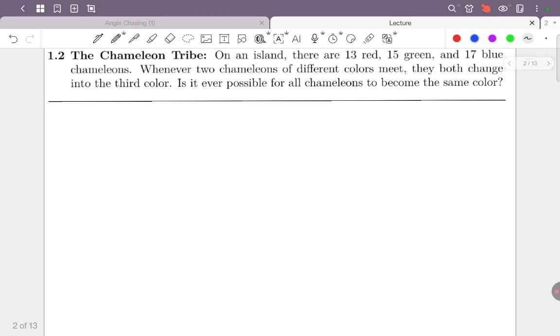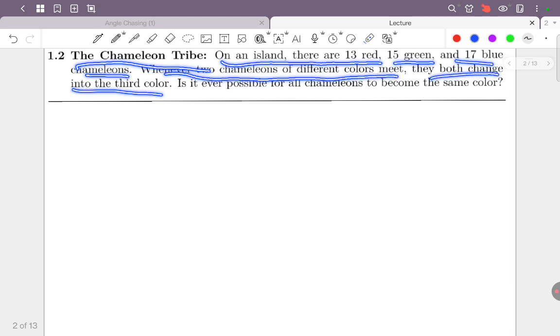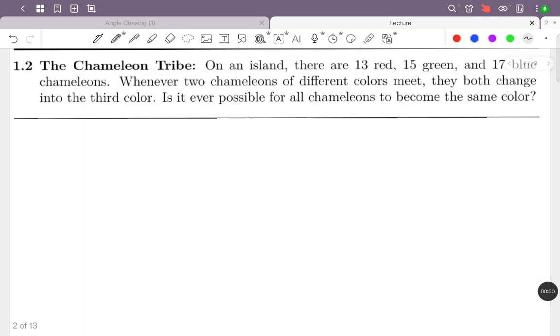Okay, the Chameleon tribe. On an island, there are 13 red, 15 green, and 17 blue chameleons. Whenever two chameleons of different colors meet, they both change into the third color. Is it ever possible for all chameleons to become the same color? Okay, so this is our question.